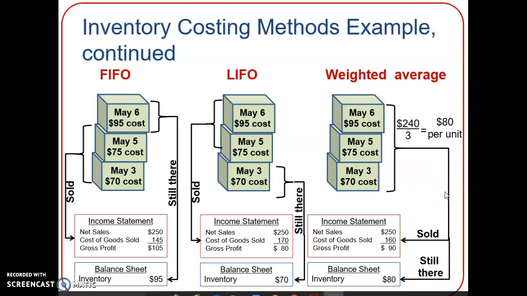So you notice there are two things I want to mention about the weighted average method. First, the cost of $80 is used both for cost of goods sold, 80 times 2 equals 160, and for 1 unit of 80 on the inventory. But 80 never shows up here, right? The three units are 70, 75, and 95. So the weighted average is 80. Unlike in the FIFO and LIFO, where those numbers were actually plugged in.